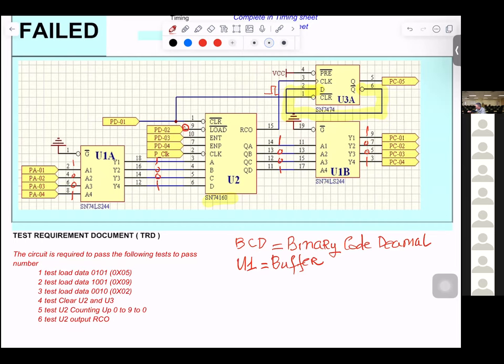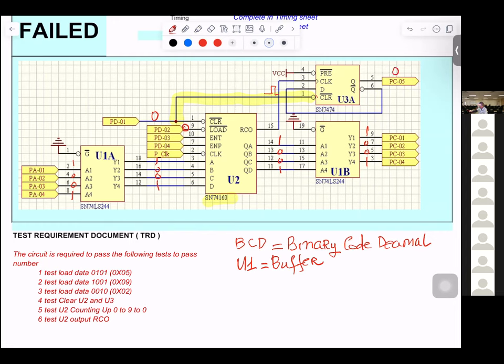They connect the clear input here. Input clear connects to clear right here. You see that? So when you clear the counter to zero here, that also clears U3. That means the output at the beginning will be zero.